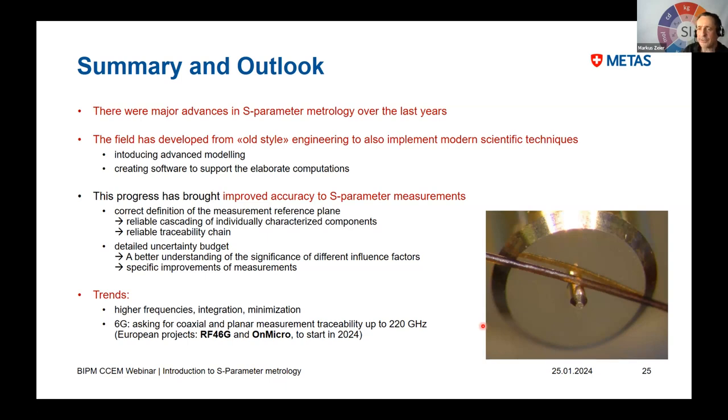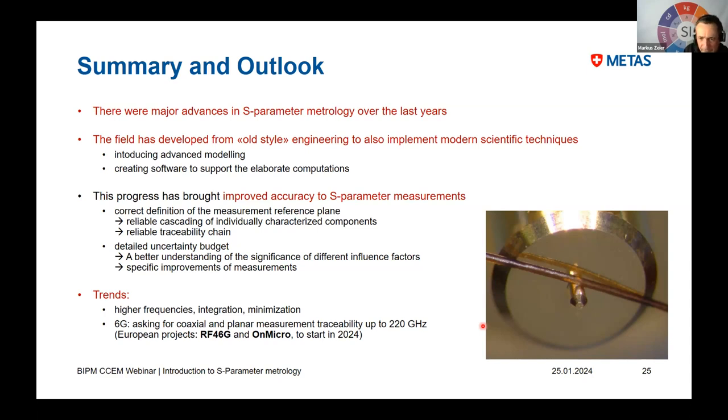And I think this progress has really brought improved accuracy to S parameter metrology. There is a better definition of the measurement reference plane, and we also have detailed uncertainty budgets now available. This allows us to reliably cascade individually characterized components. Also, the traceability chain is more reliable. From the uncertainty budget, you can better understand which influences are important in your measurements, and then you can also make specific improvements to improve the quality of your measurements.